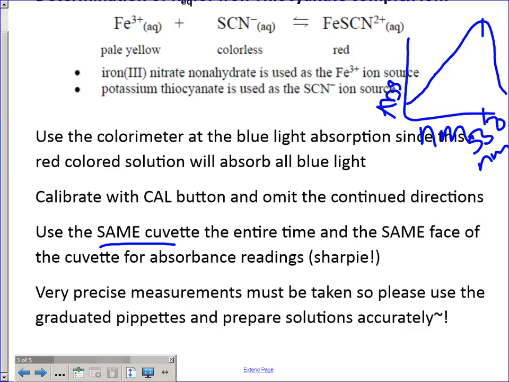Lastly, and then I'll let you go. The solution, what's the first solution you need? What's the concentration? 0.2 molar iron nitrate here, and then the second one is 0.002 molar thiocyanate. Those are staying here. I'm going to take the rest of these.